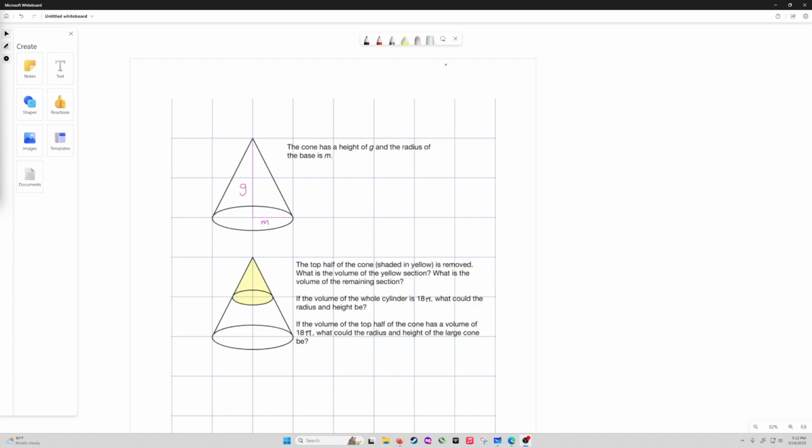So here's the challenge problem. We have a diagram here of a cone, and you're given the information that the cone has a height of g and the base is m. And then there are three questions down here.